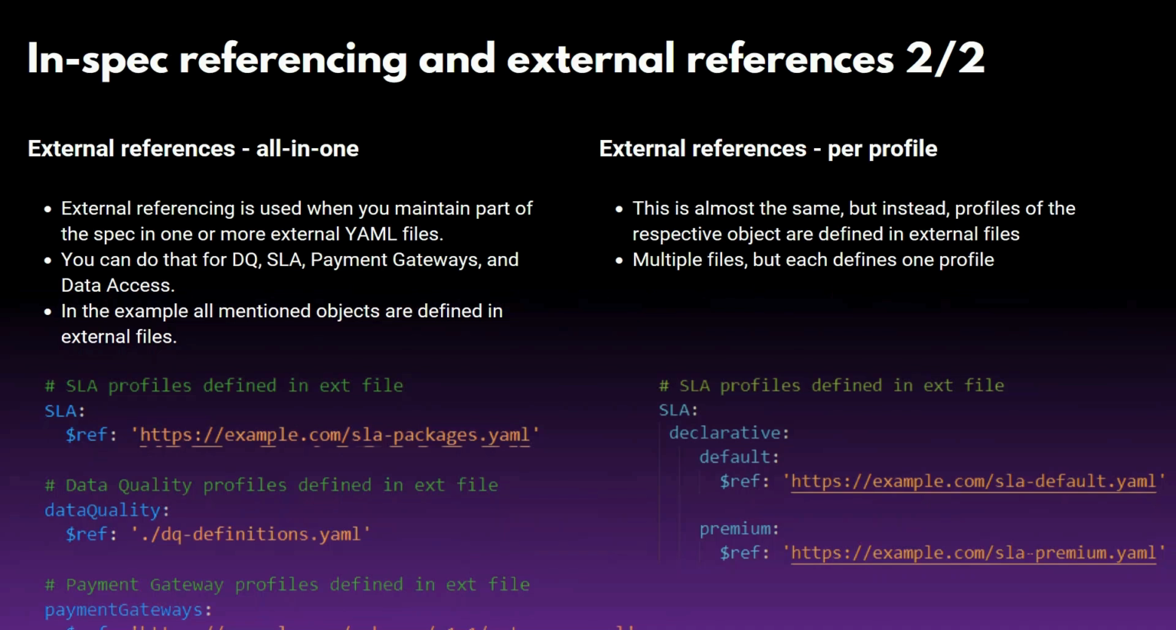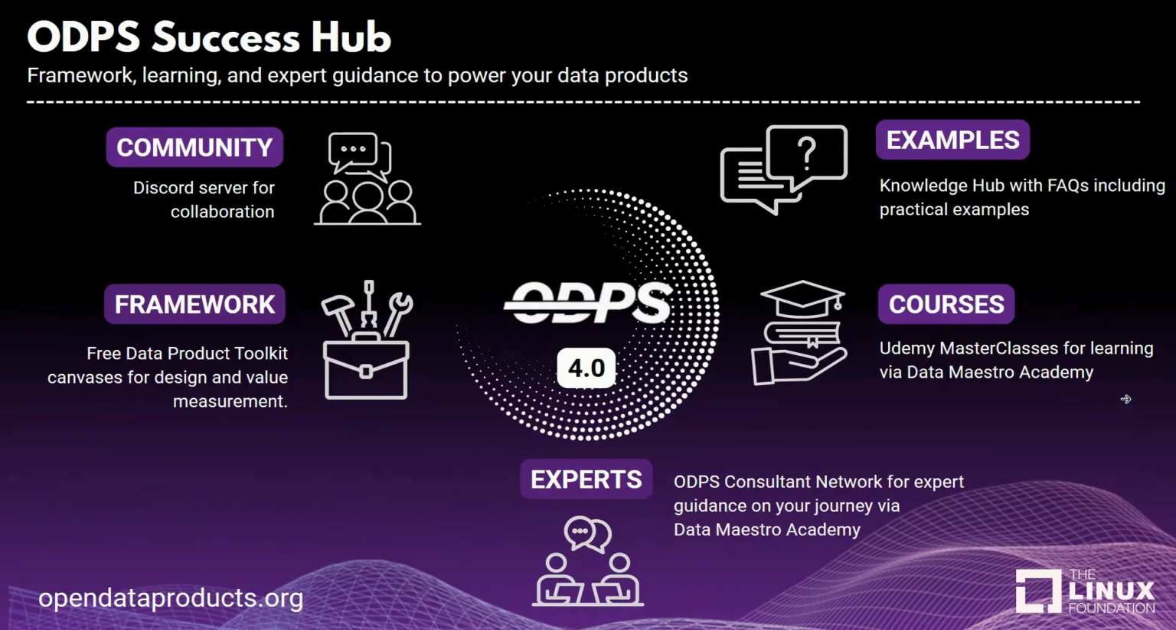Now you can reuse these YAML files in different products. And you can choose which way you want to do it, all in one or per profile, depending on your case and your needs. Both are enabled. So this is the in-spec referencing and external referencing differences. All right, that was the main part of the components approach and the referencing that we are planning to enable on the 4.0.